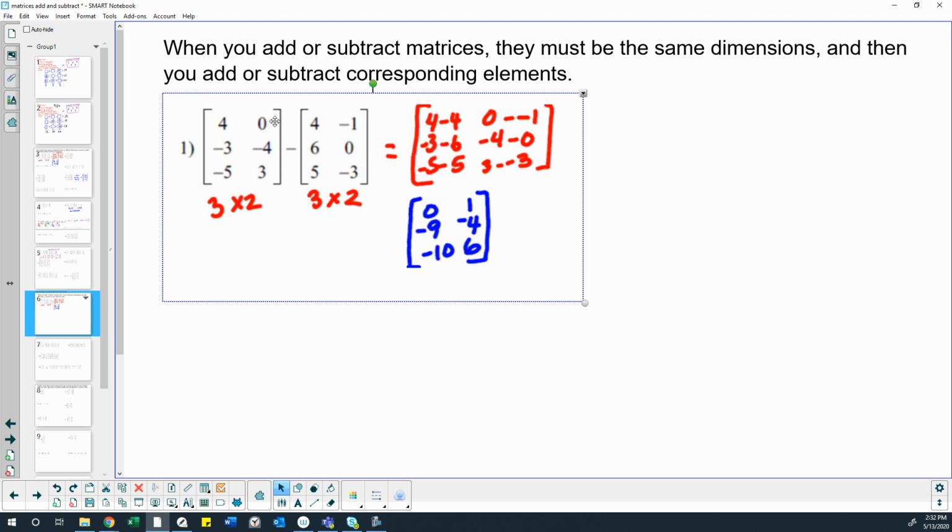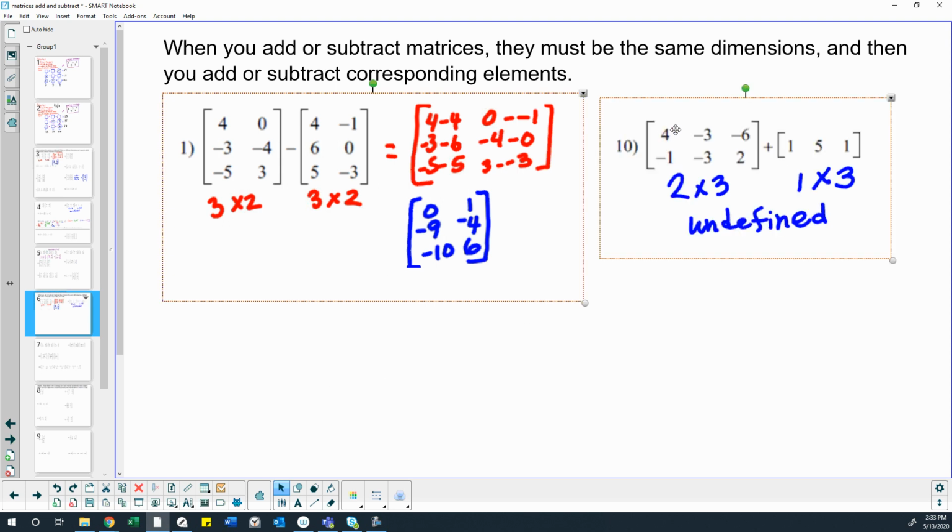We have 0, subtract -1. Well, what happens when we subtract a negative is it turns positive. So 0 plus 1 is 1. -4 subtract 0, of course, is going to just be -4. And then 3 subtract -3 is the same as 3 plus 3, which is 6. Let's look at another problem.